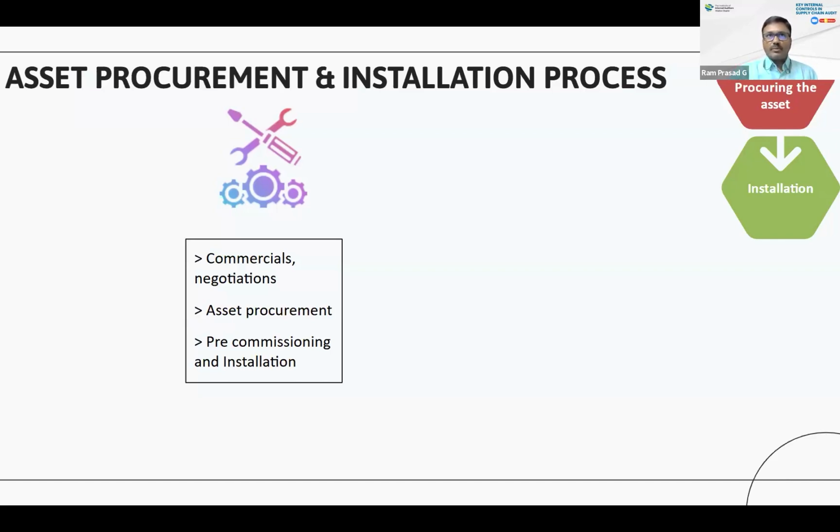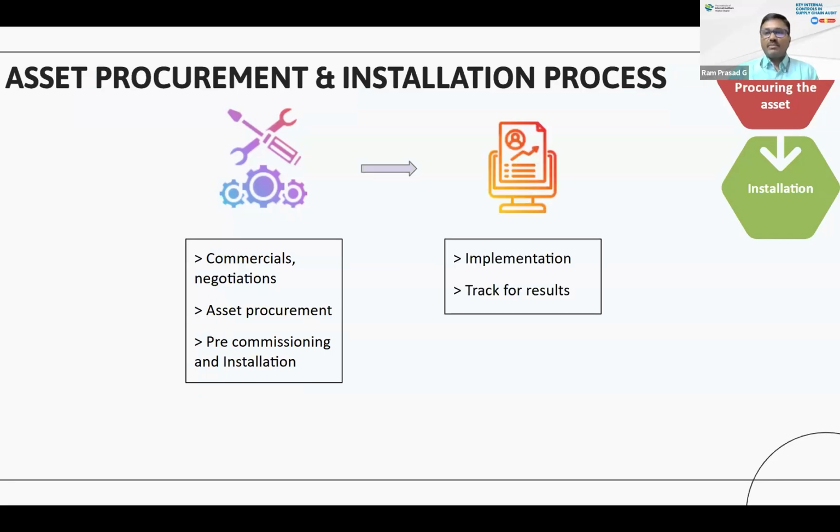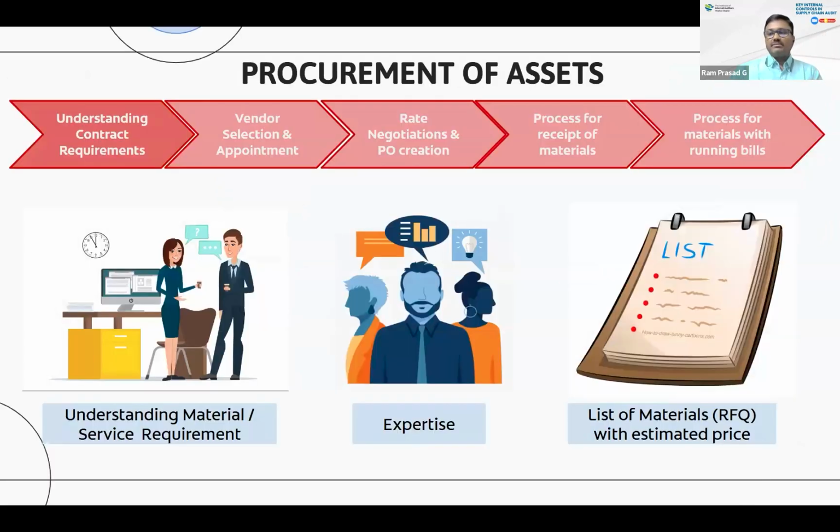Next, the process which the business team should follow is on the commercials and the negotiations. Here, along with your project and your finance team, another key team joins, which is your procurement team. Assets procurement will have a procurement team who will also be involved in obtaining the actual quotations and the negotiation. And imagine once the deal is done and we have issued a purchase order, we have a pre-commissioning installation process that leads to implementation, and we track some results before the asset is put to use.